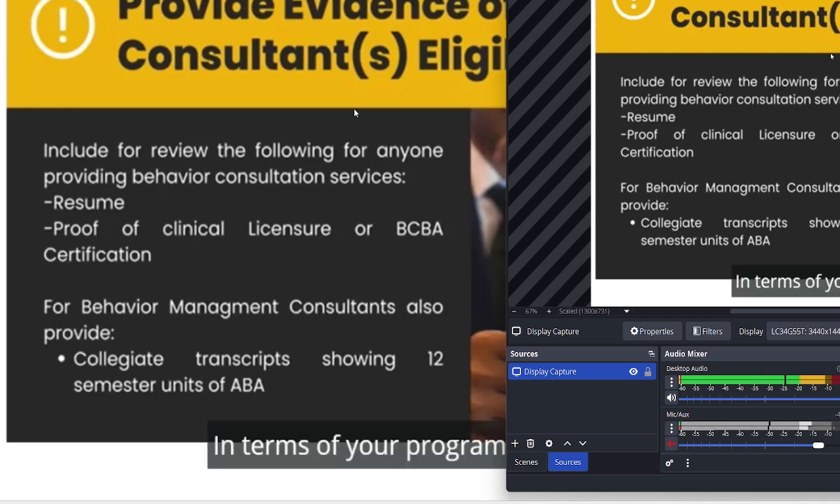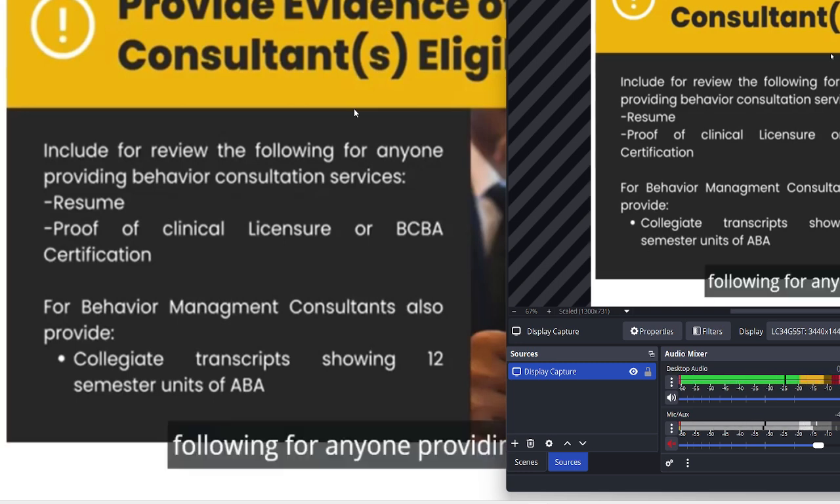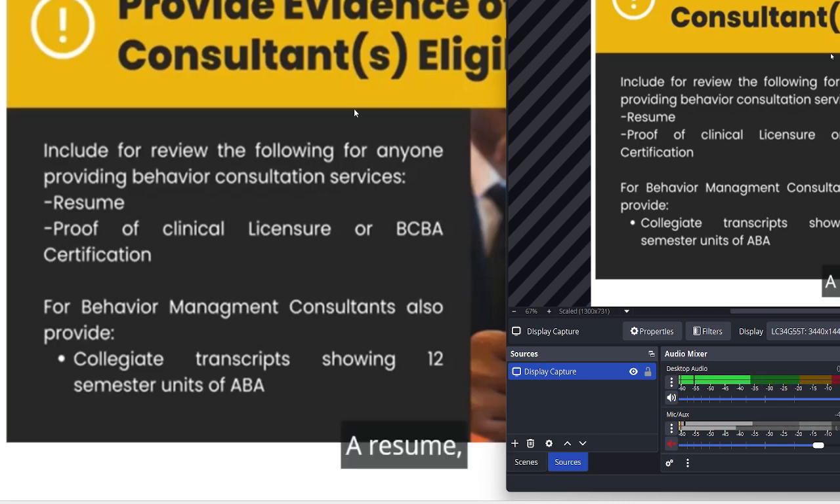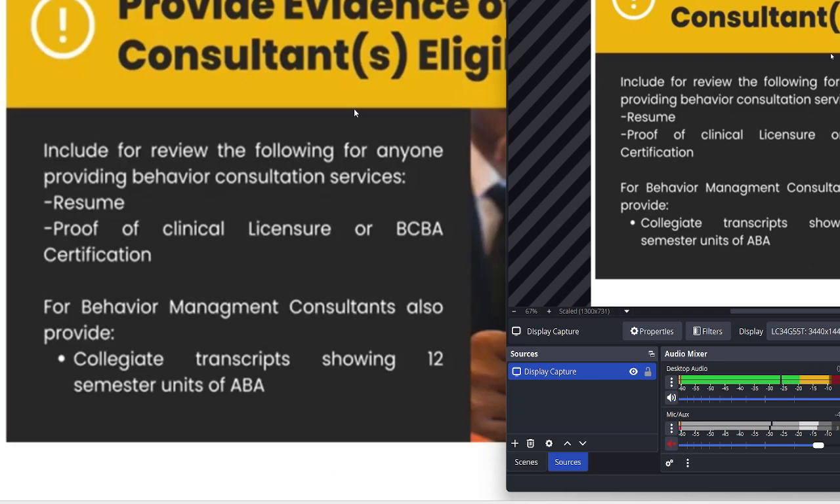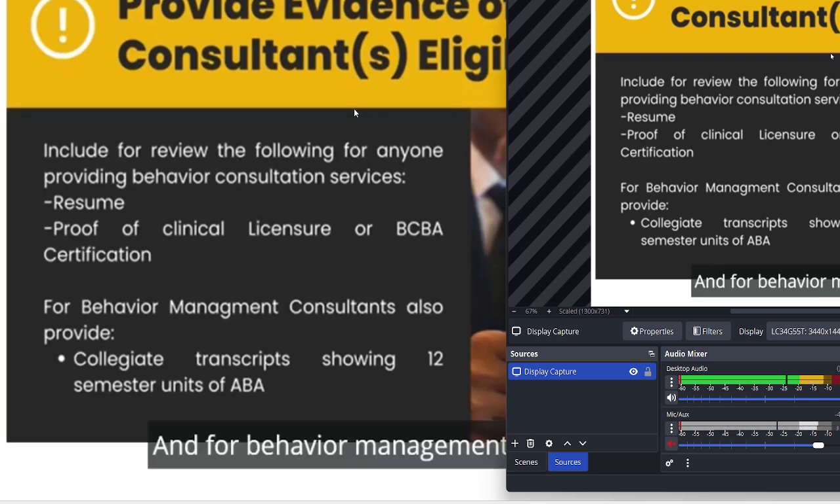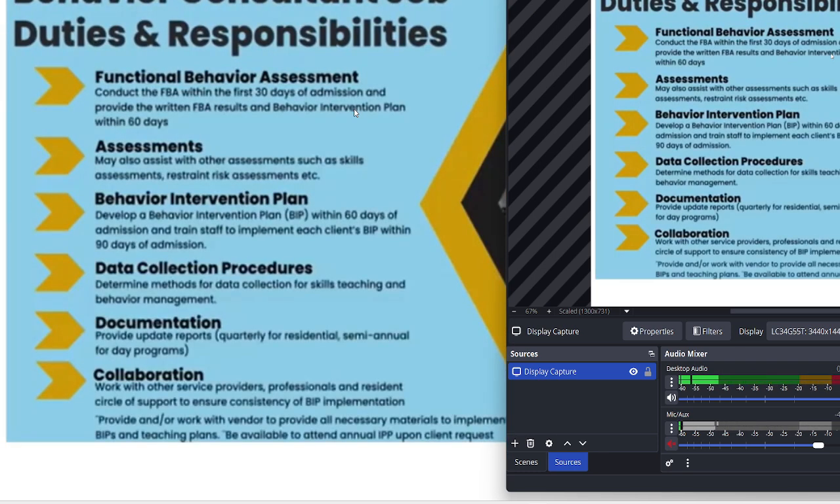In terms of your program design, you will want to outline both the qualifications of any consultant in your home and include for review the following for anyone providing behavior consultation services in your home: a resume, proof of clinical licensure or BCBA certification, and for behavior management consultants, you will also provide collegiate transcripts showing 12 semester units of ABA.